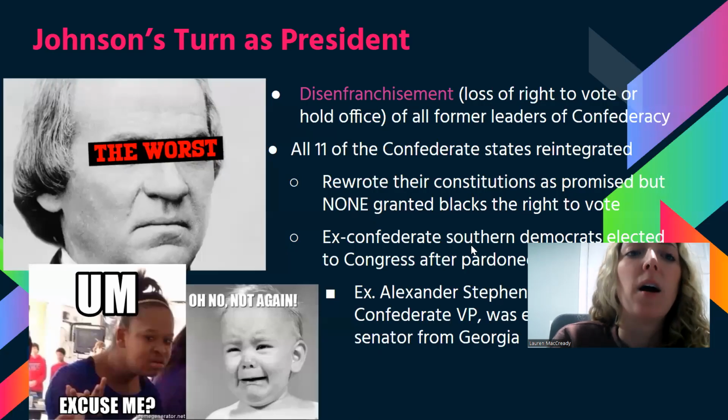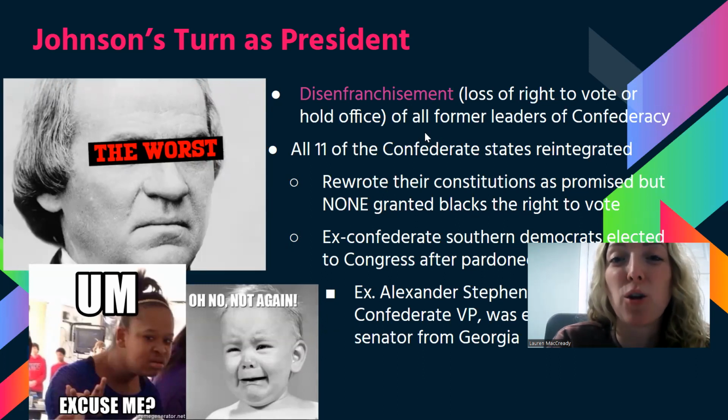So President Johnson becomes the absolute worst. So disenfranchisement means like the loss of political power.